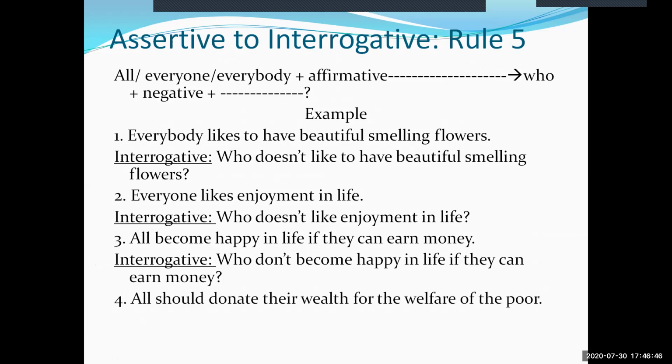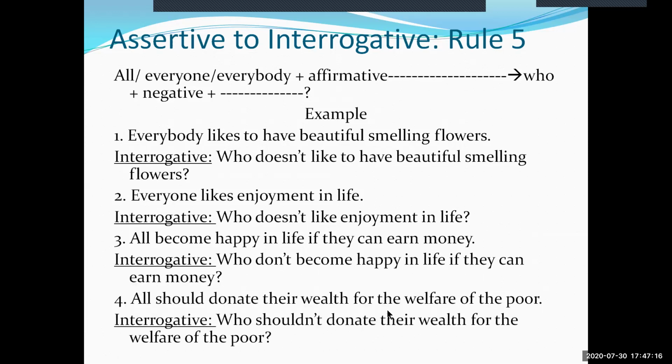Example number 4 has a modal auxiliary verb should and the word all as the subject. So let us replace the word all with the word who and then add the negative word not to the modal auxiliary verb should. So it will be who shouldn't. The interrogative sentence is, who shouldn't donate their wealth for the welfare of the poor? That is the interrogative form of example number 4 here.